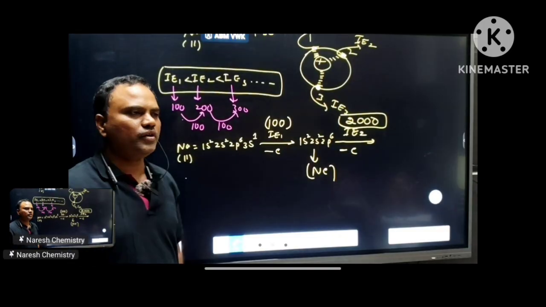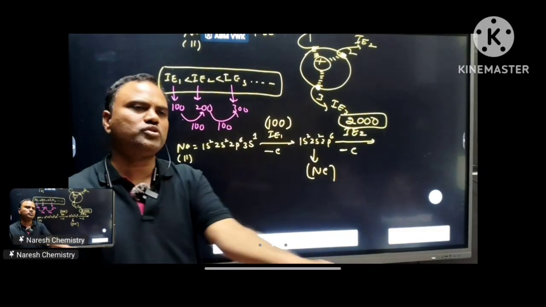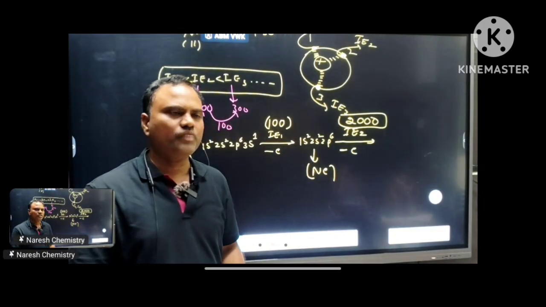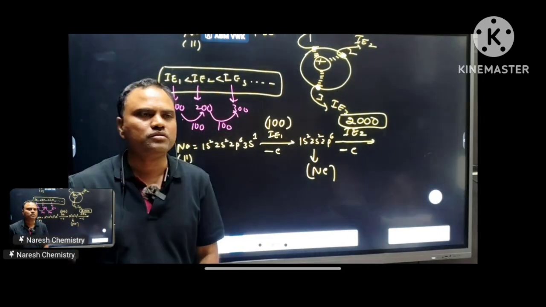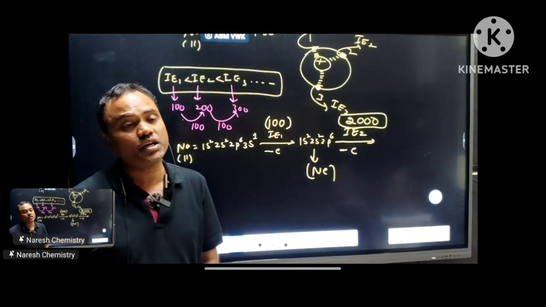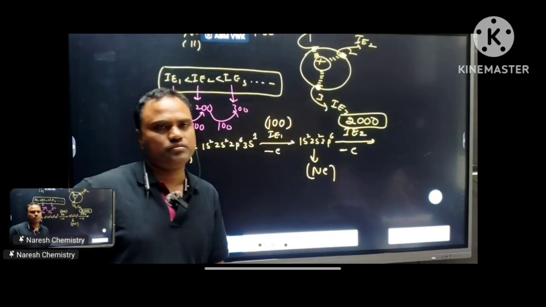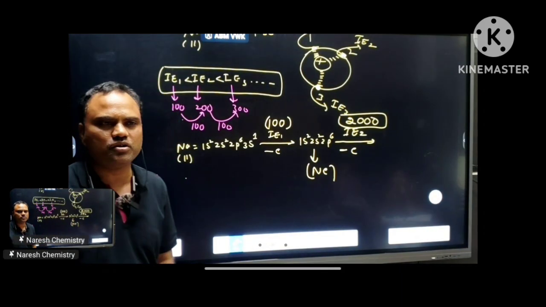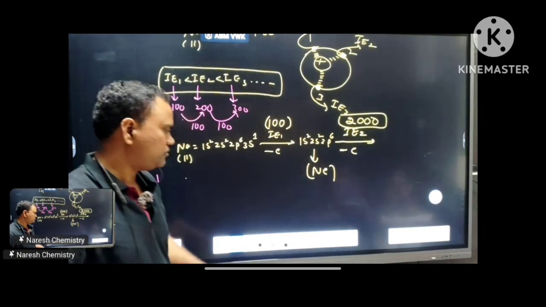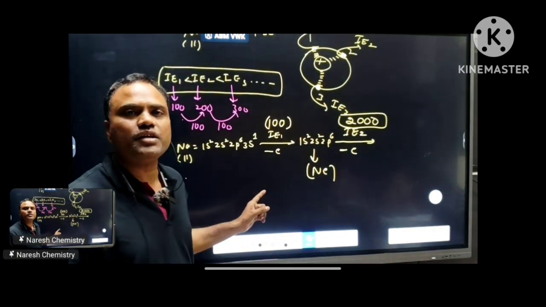Increase one. For example, if you remove three electrons and get a stable configuration, then you can observe a sudden jump in which ionization energy? Fourth. Increase one. Clear? We apply the same logic in the d block elements also. Online students, did you get this?